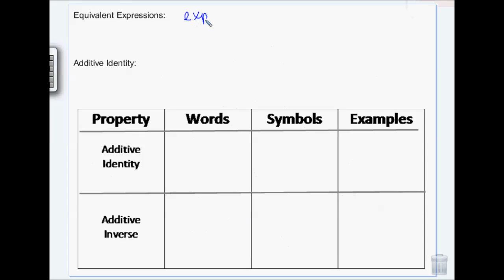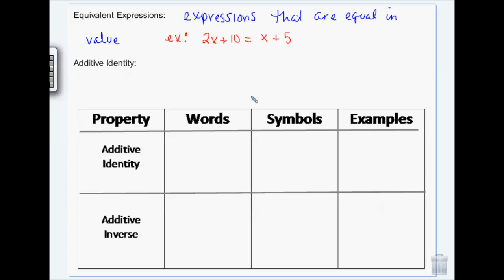Equivalent expressions are expressions that are equal in value. Okay, so an example might be that 2x plus 10 would be equal to x plus 5. They have the same value.